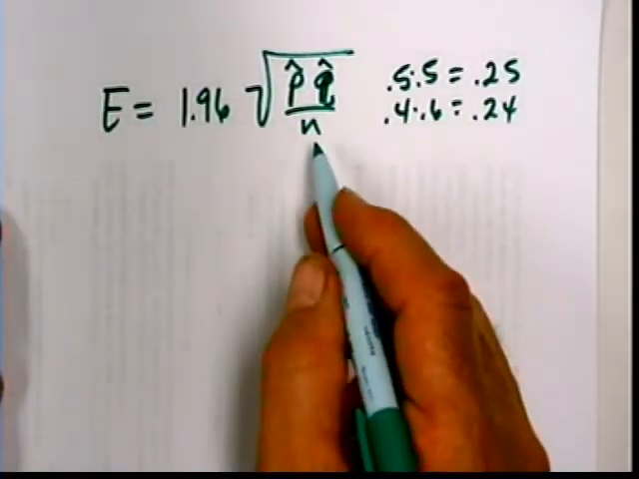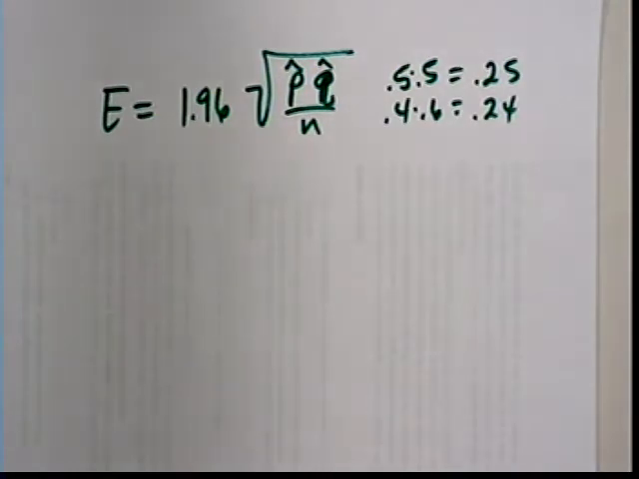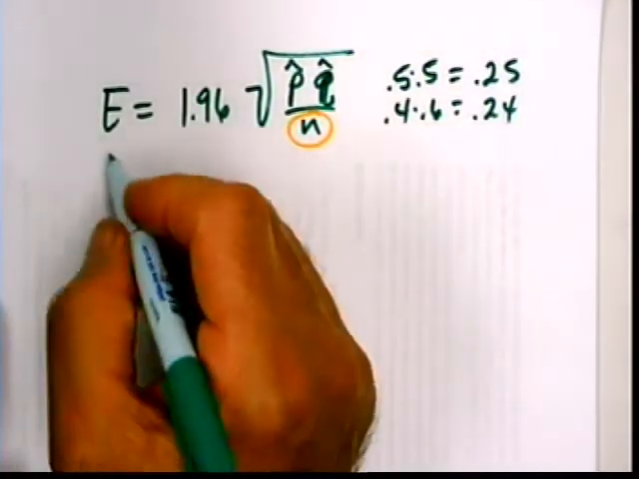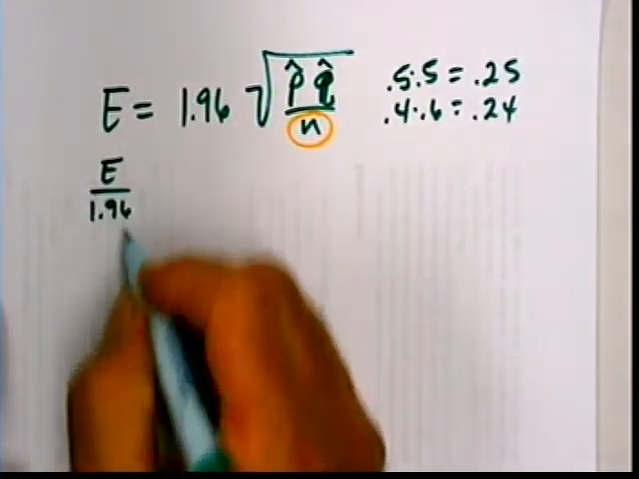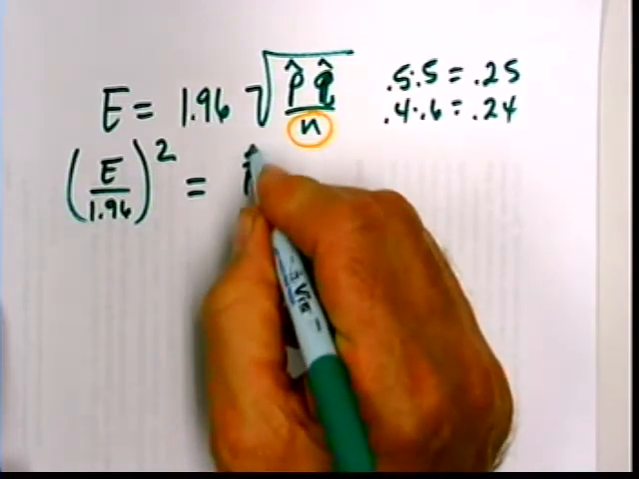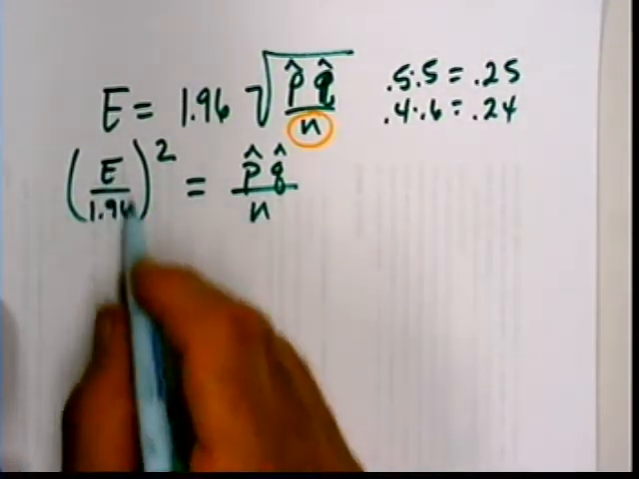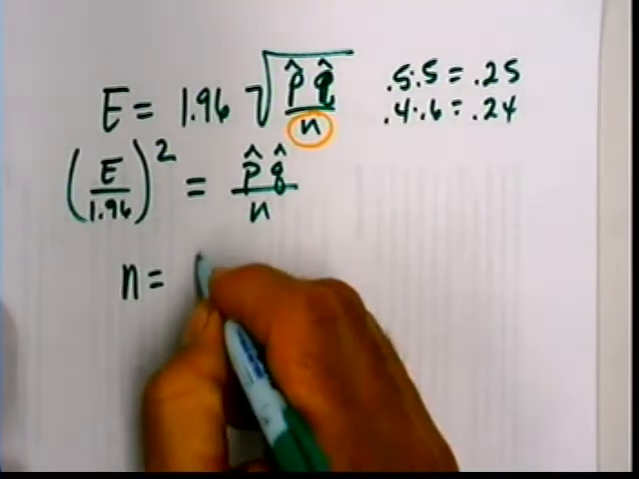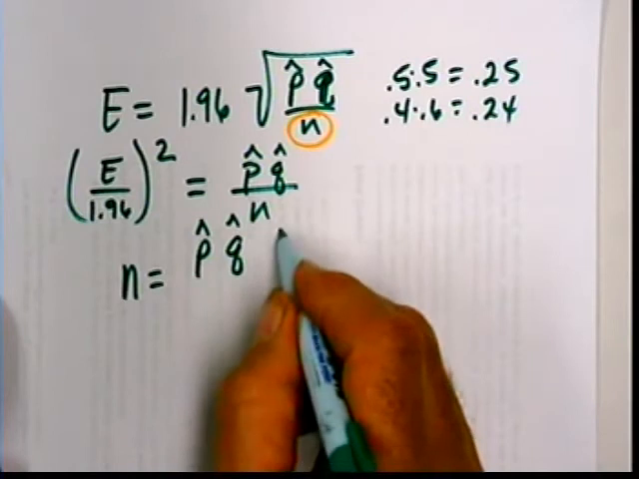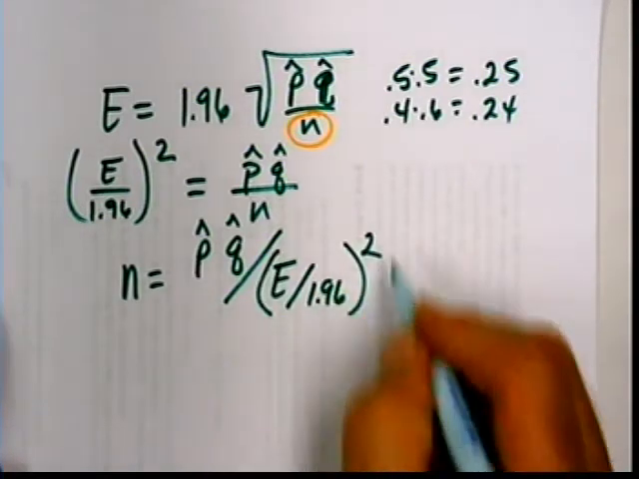But let's go through and do some manipulation here. First of all, we want to solve for this value of N. I want to solve for that. So to do that, divide by 1.96, E over 1.96. And you square that, and that's going to give us P hat Q hat over N. So move N over here, move this down here. We find out that N is going to equal P hat Q hat divided by E over 1.96, and that value squared.